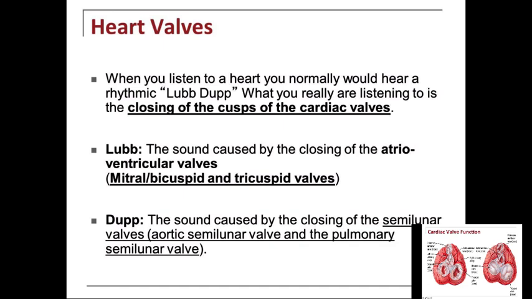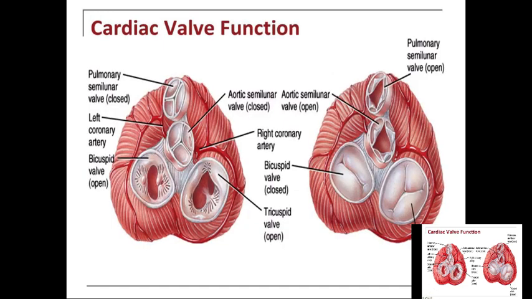When you look on the left-hand side of the picture is the pulmonary and the aortic, and then on the right-hand side you have the bicuspid and the tricuspid closed. So this is lub, and then this is dup. Lub-dup, lub-dup, lub-dup. So the closure of the AV valves, atrioventricular, is the lub, and then the dup is the semilunars closing.